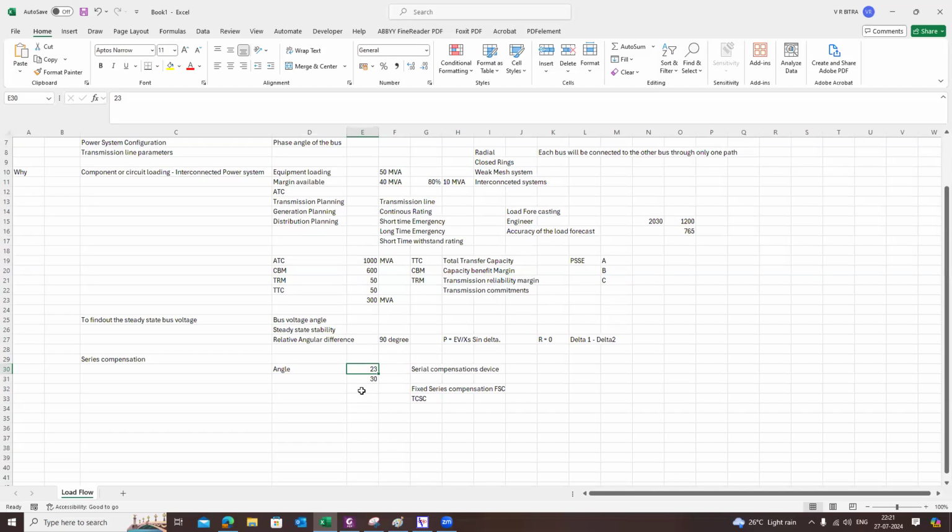Anyone answers, any guess? Why are we limiting to 23 degree even though we have a margin of 90 degree? Stability issue, sir. As per stability, you can go up to 90 degree, right? So if you take some margin, you can limit it to 80 degree, but why are we limiting to 23 degree?